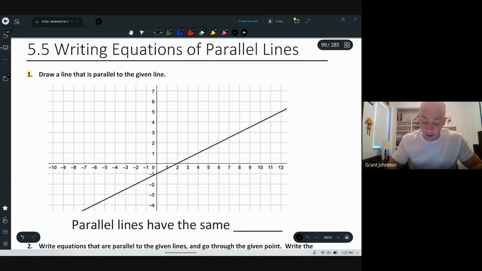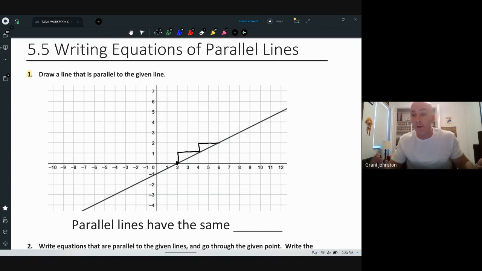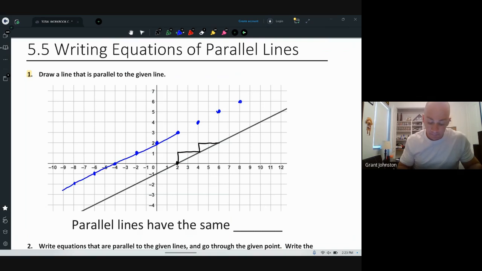So if I were to draw a parallel line, if I look at this line here, it looks like it's going up 1 over 2, right? Up 1 over 2. So in order to draw a line that's parallel to that, it's going to have that same sort of pattern, that same slope. So it doesn't matter where I start it. I'll just maybe start it here, and then I would just go up 1 over 2 and go in the same direction that line is going in. So that line is parallel.